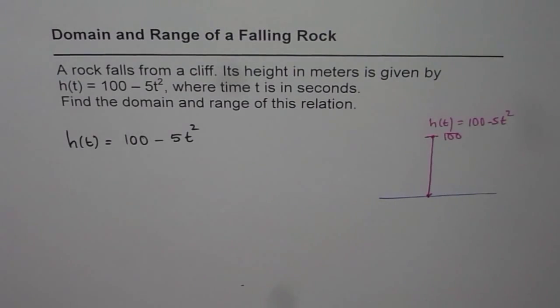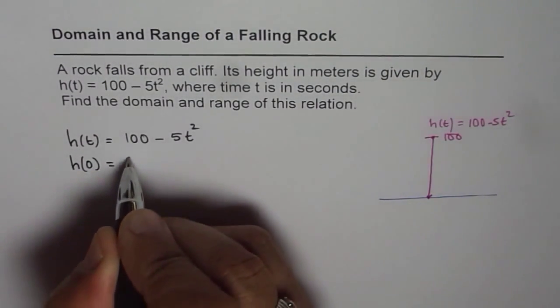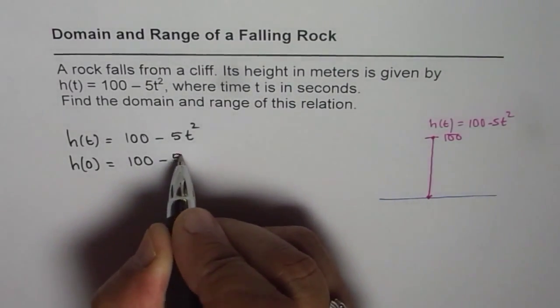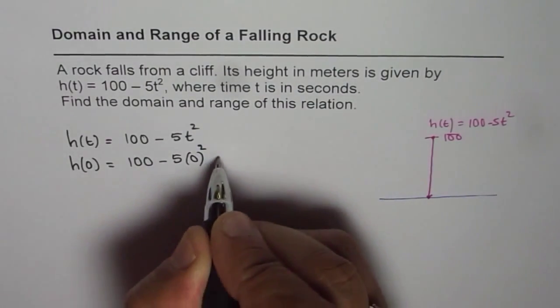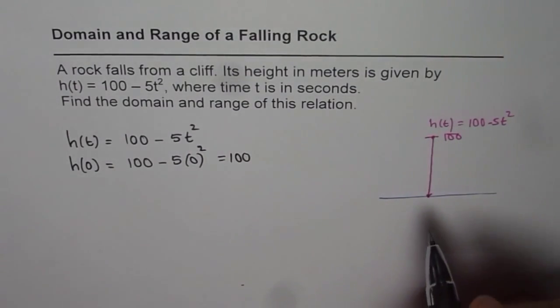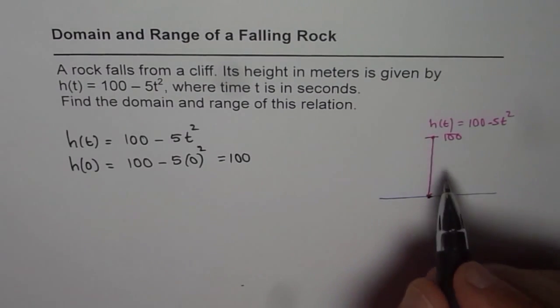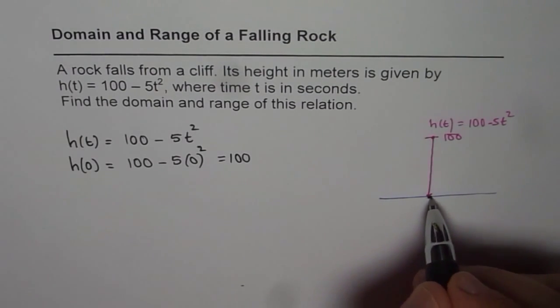So what we find from here is at t = 0, that means h(0) is 100 - 5 times 0², which is 100. So the maximum height is 100. Now after some time the rock will be on the floor, right, on the ground. So at this time the height is 0.